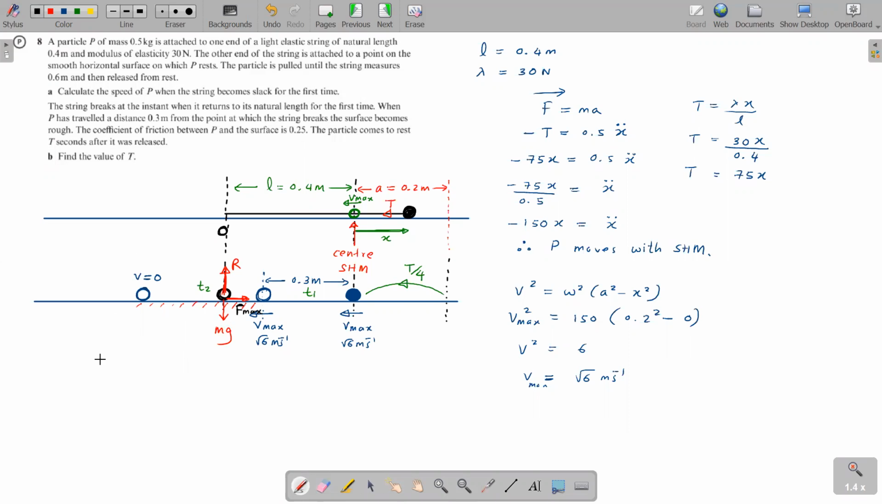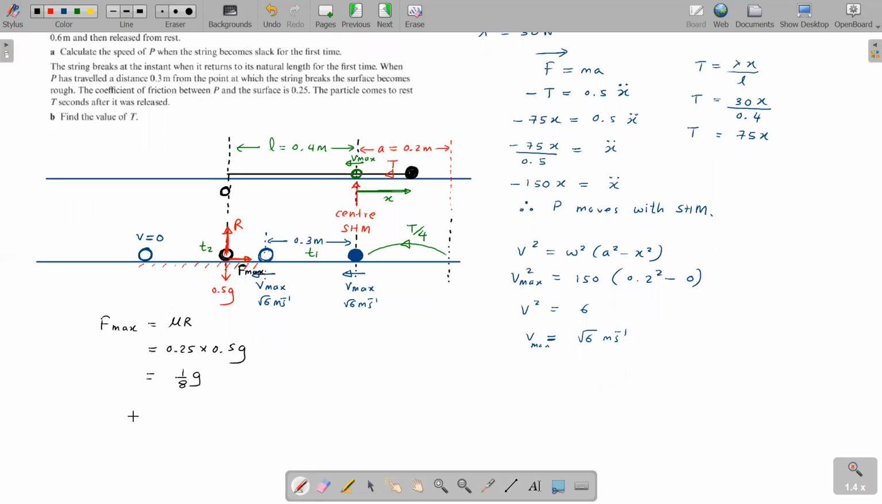So let's apply F max equals mu R. So F max equals, mu is 0.25. What's the normal reaction? Normal reaction is equal to the weight, mg. I think the mass was 0.5, right? So it's 0.5 g. Are you with me? Can I know this value? 0.25 into 0.5 is 1 over 8. 1 over 8 g. Are you with me?